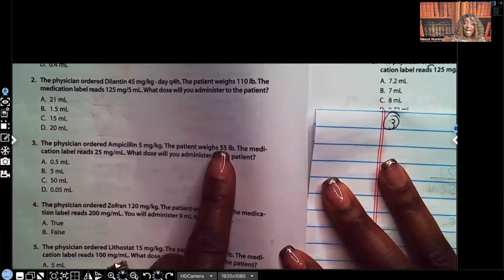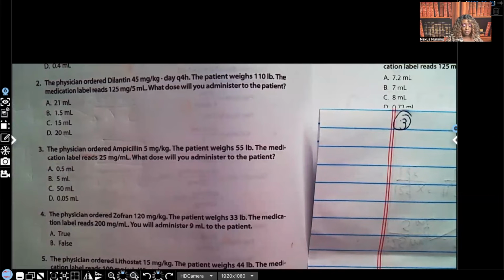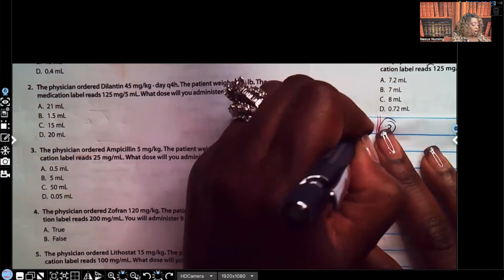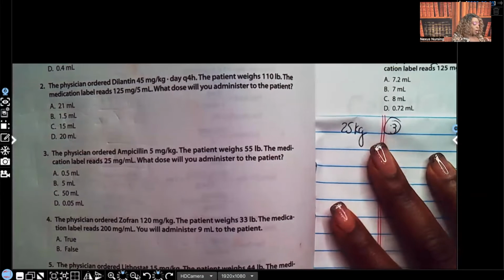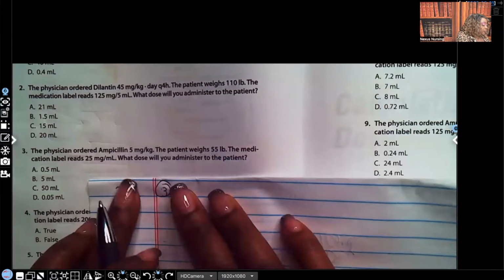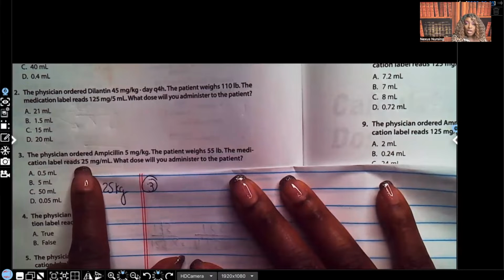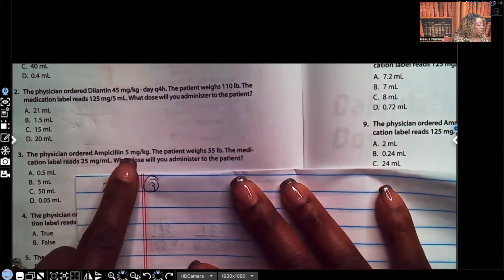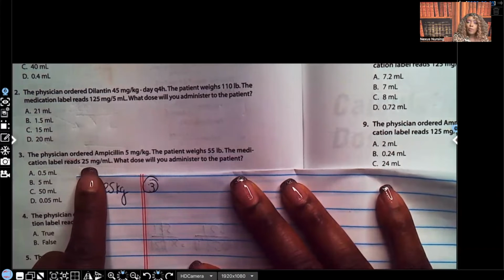So we're going to do 55 divided by 2.2. And you should get 25, okay? So let's write it here on the side so we don't forget. Our kid weighs 25 kilograms. Now that we know how many kilograms our child weighs, we can do the math. As I said, always start with your label. Always start with what you have. What you have is not going to change. If you take a look at what the doctor wants, 5 milligrams, and what we have is 25 milligrams. So wonderful, we don't have to convert.